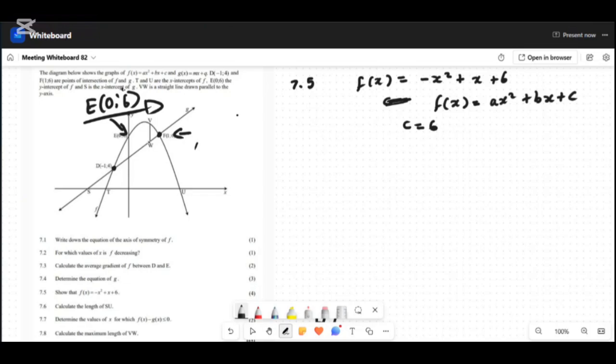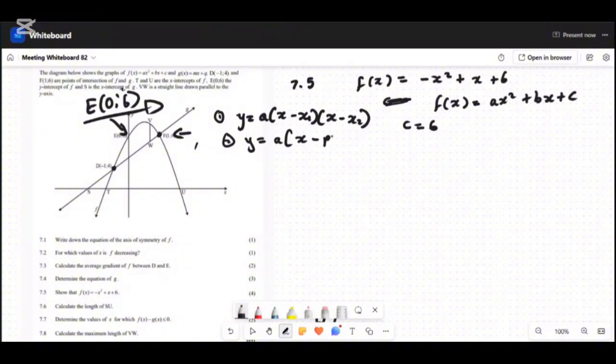Okay, so when we were learning last week, I gave you two formulas. The first formula was y is equal to a into (x minus x1)(x minus x2). The second one was y is equal to a into (x minus p) squared plus q, right?